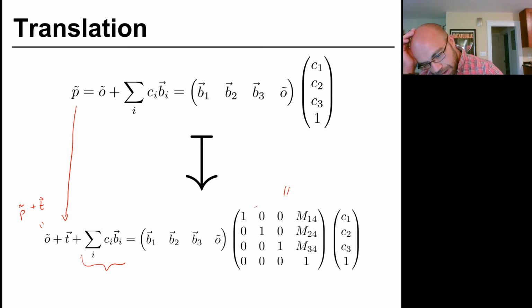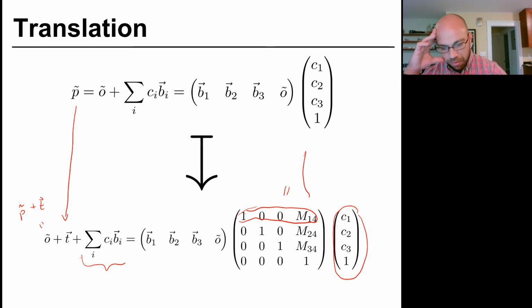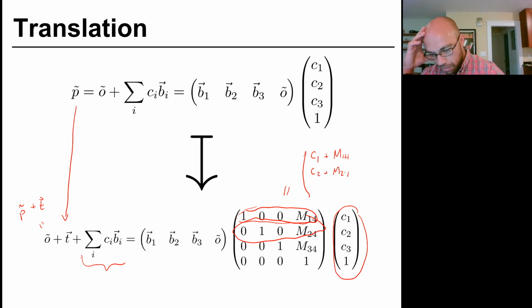So what happens when I multiply the first row by our vector here? Well, I get 1 times C1 plus 0 times C2, 0 times C3, plus 1 times M14. So I get C1 plus M14. If I do the same thing for the second row, I'll get C2 plus M24, C3 plus M34, and 1.